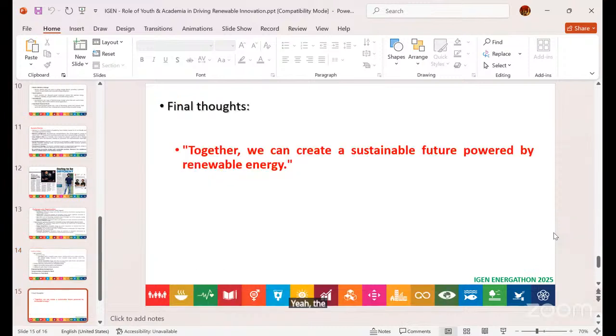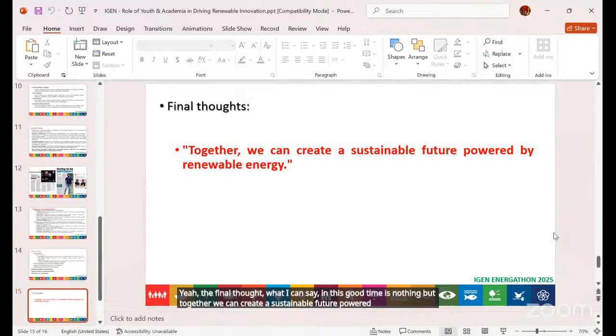Yeah, the final thought, what I can say at this time is nothing but together we can create a sustainable future powered by renewable energy. That's the part of what I can say, the role of youth and academia continuing with this ENERGATHON.